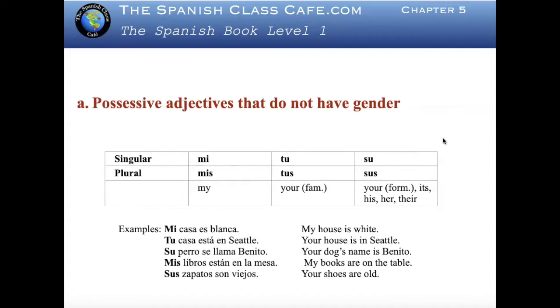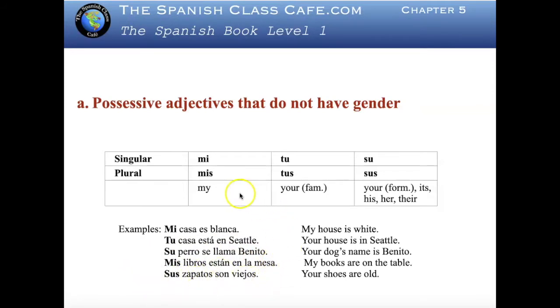We're going to start with the possessive adjectives that do not have gender, but they do have plural. These are the possessive mi, tu, and su, mis, tus, and sus. These are the possessive adjectives that you probably learned first because they are the easy ones to use. Then we have examples like mi casa es blanca, tu casa está en Seattle, su perro se llama Benito, mis libros están en la mesa, sus zapatos son viejos.